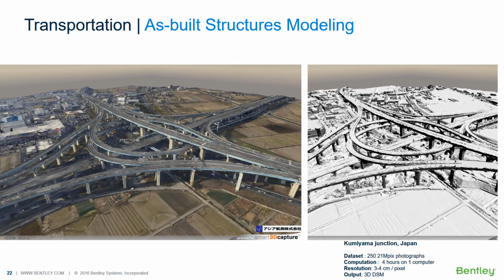As well as we see a lot of it being used for as-built structures, because a lot of as-built structures do not have three-dimensional data. There's no 3D model, let alone three-dimensional surroundings around the model. So things also get built up over time. So this particular structure here has been modified several times over the years. As you can see, it was actually done with 250 21 megapixel photographs. It took 4 hours on one computer.